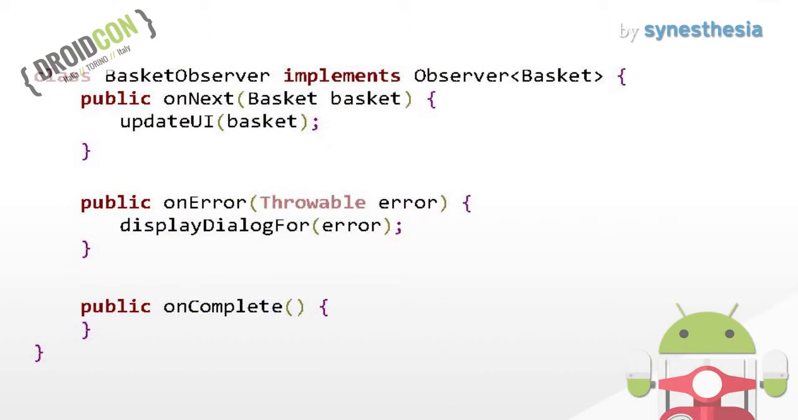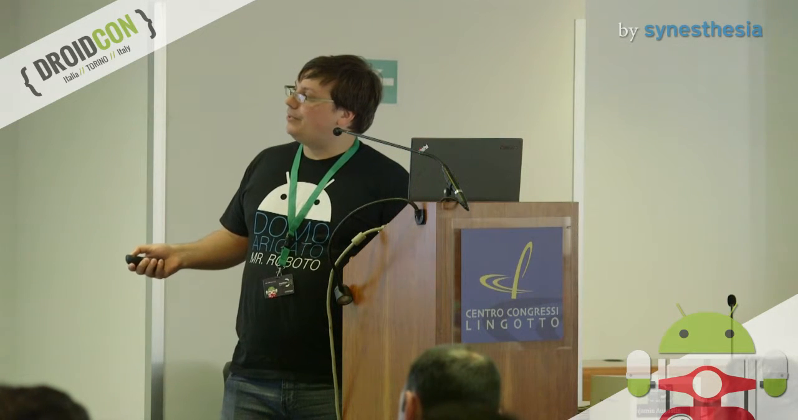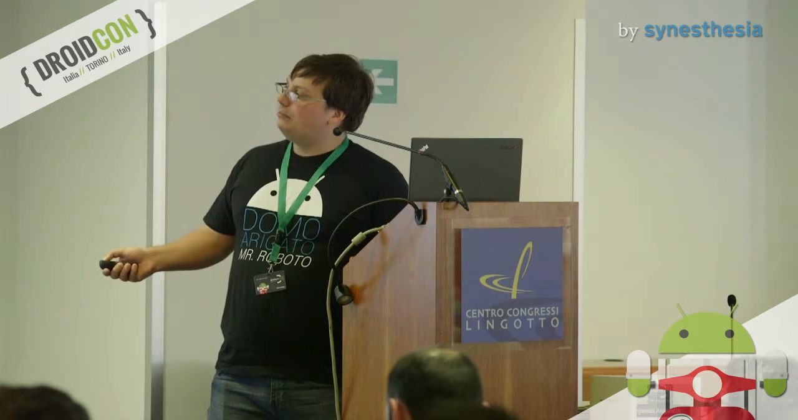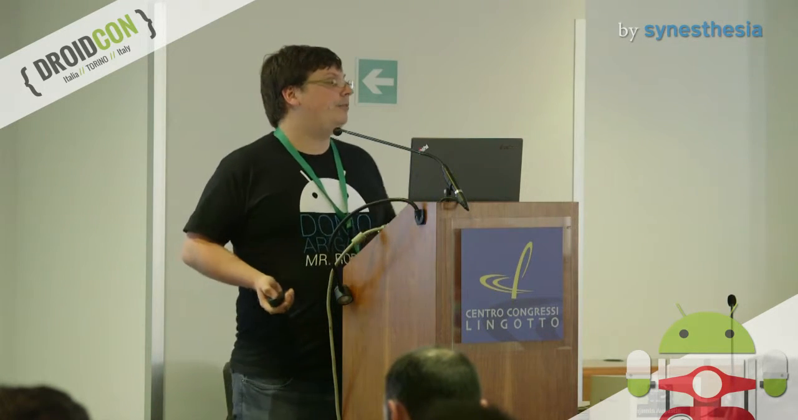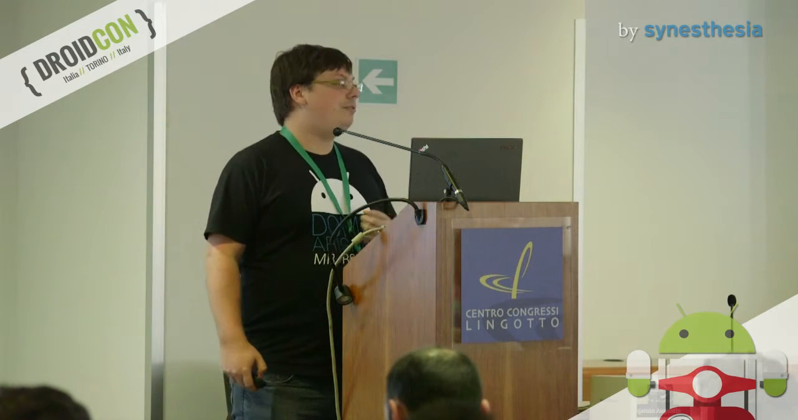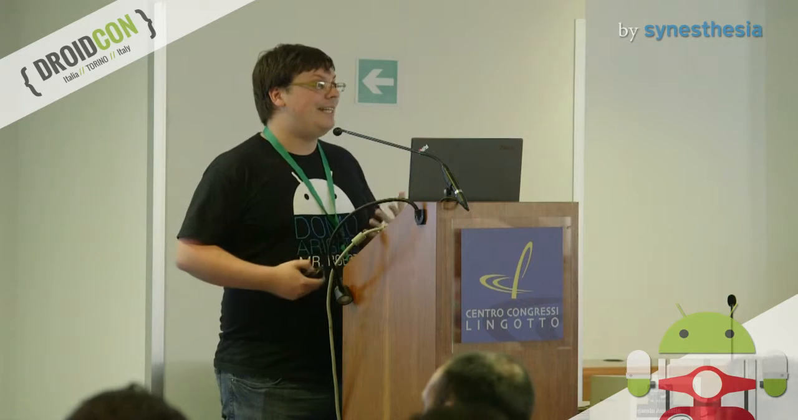You implement an observer of a basket, so a typed listener, that would sit in your UI, in your activity, and you say, if I get a basket, I update my UI. If I get an error, I can display a dialog for it. If I complete, in here I don't really care about it right now, but technically you could even have a way to say, if you complete, you need to go to the checkout process or other behavior. Let's just focus on updating the UI by adding items to the basket. So that's fine.